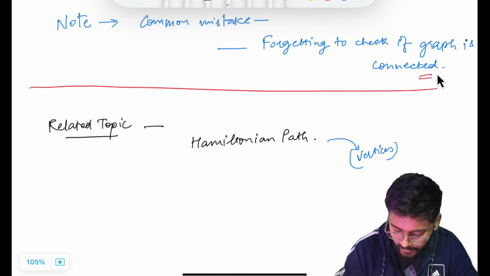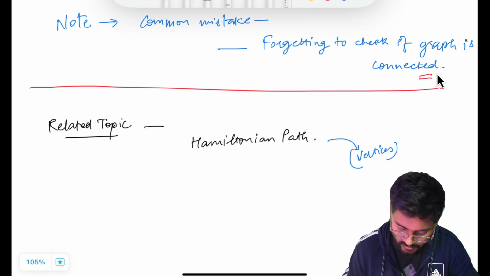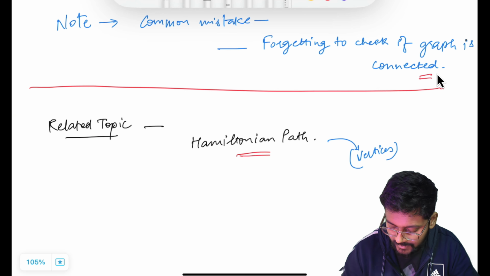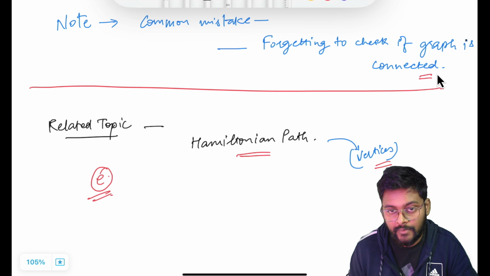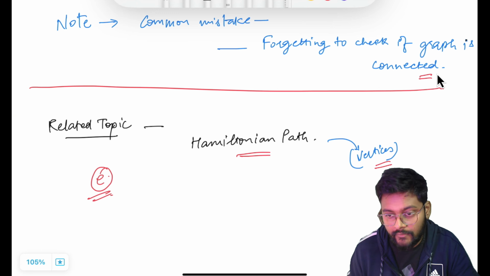That was all about whether an Eulerian path is present in a graph or not. If you want a related topic, you can explore the Hamiltonian path. In that we play around vertices, because in the Eulerian path we were considering edges, whether we are able to cover every edge. In the Hamiltonian path, whether we are able to cover every vertex.